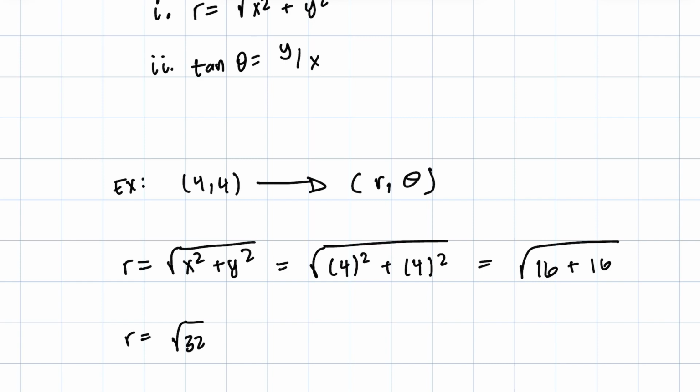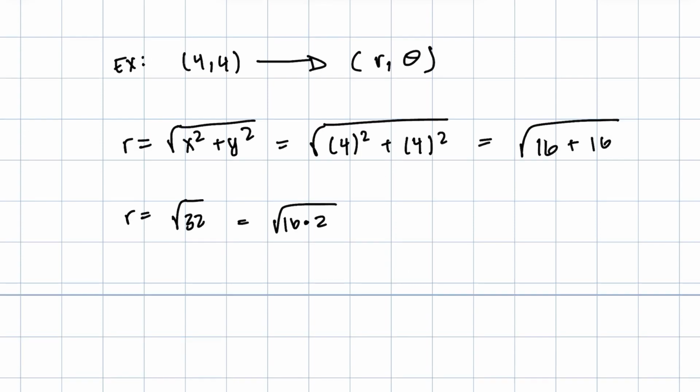And so what we want to do right here before moving on to finding theta is to make sure that our r value is in its simplified form. Now, 32 is nothing more than the product between 16 and 2. If you want to check this, you can pull up a calculator and multiply 16 times 2, and you'll get 32.